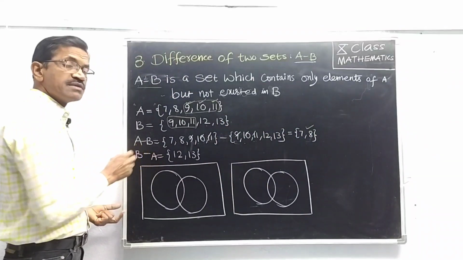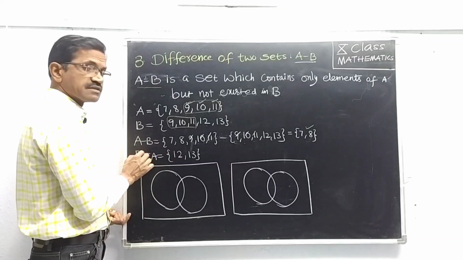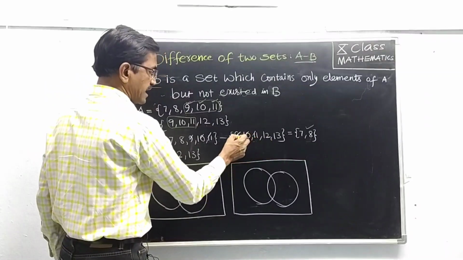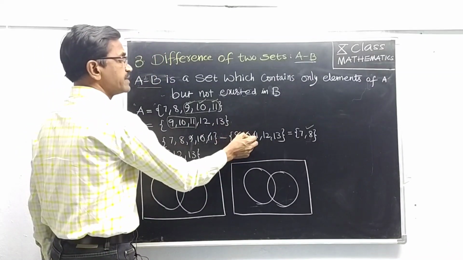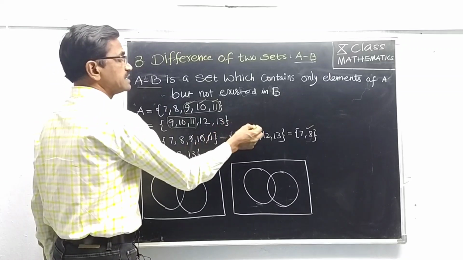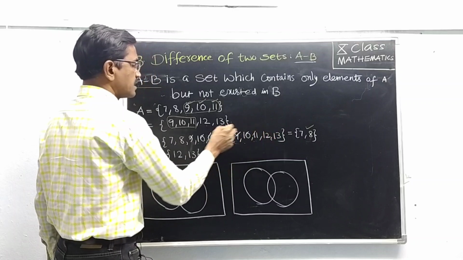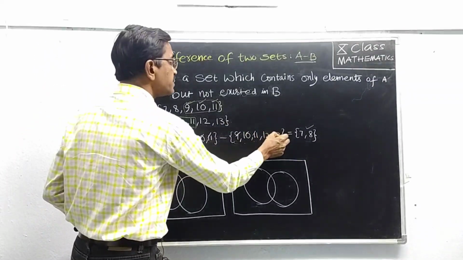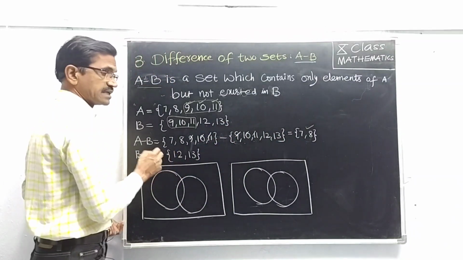Similarly, B minus A is a set which contains only the elements in B but not A. Here if we take 9, it is also in A, 10 is in B and also in A, 11 is in B also in A, but 12 is only in B but not A. So I have written here 12. 13 is only in B but not in A. So 12, 13 is the B minus A set.